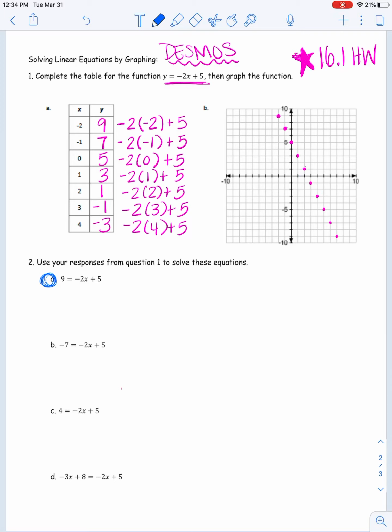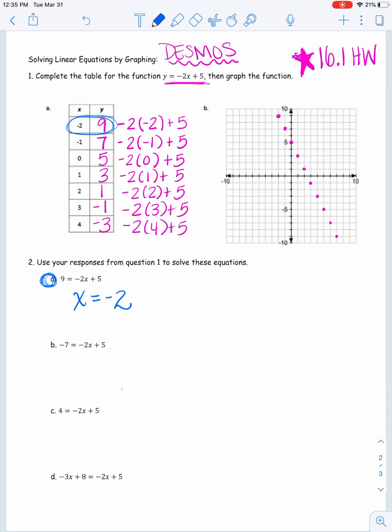If I look in the table, I'm going through my y column and I'm looking for where y is 9. And I happen to find it right here in the first entry. So when we report solutions, we want to report the x value. So where does the intersection occur? Where is negative 2x plus 5 equal to 9? Well, it's equal to 9 when x is negative 2.